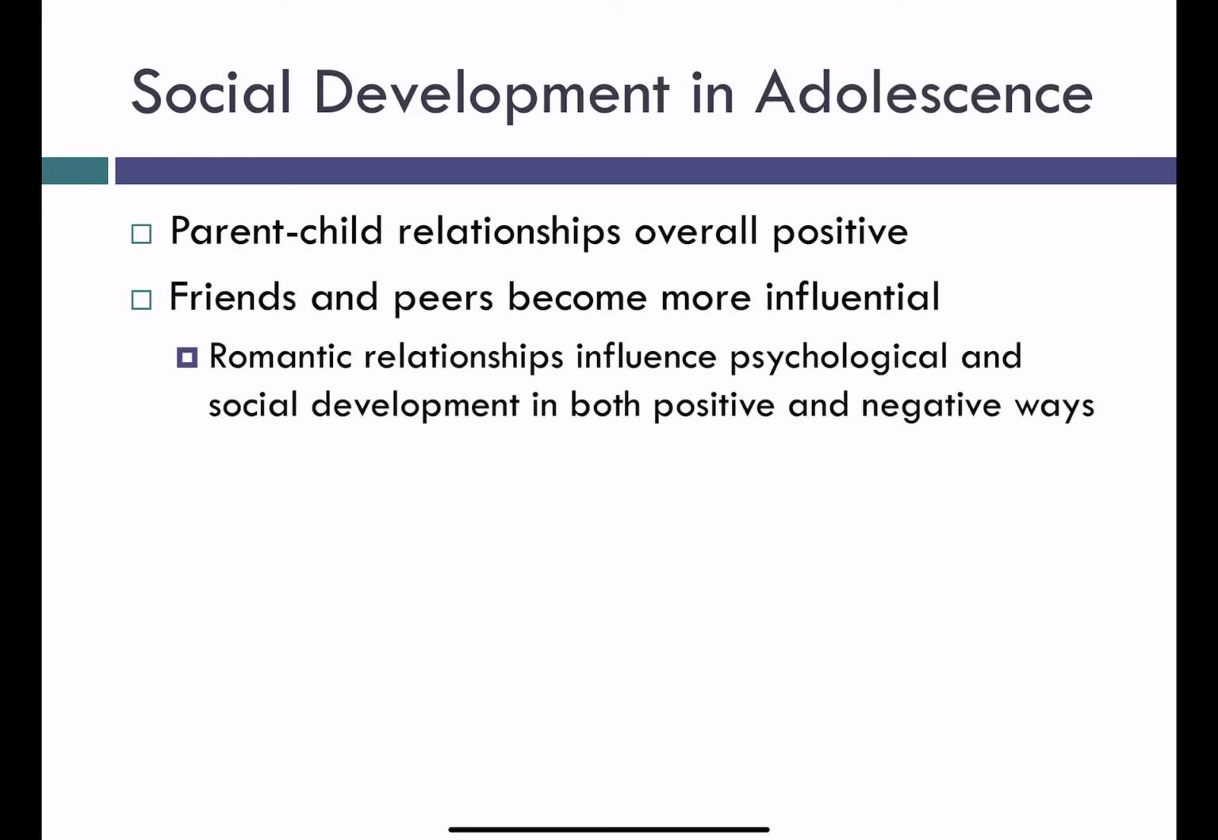We see a substantial number of changes in terms of parent-child relationships and social development in general in adolescence. We do see conflicts increase between parent-child relationships, although they overall stay positive. But we do see that friends and peers become more and more influential, while parents start to be less of the center of a teenager's world.